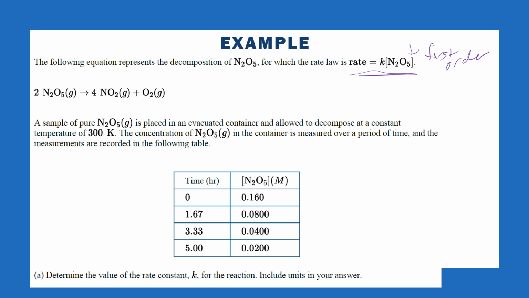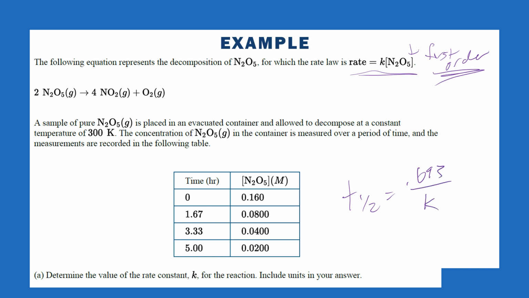So we've got a sample of pure N2O5 placed in an evacuated container, allowed to decompose at a constant temperature. It's measured over time, and the measurements are recorded. Determine the value of the rate constant k and include units. The easiest way to do this, I think, is using the half-life equation. Because it's a first-order reaction, we know that the half-life equation is 0.693 over k.